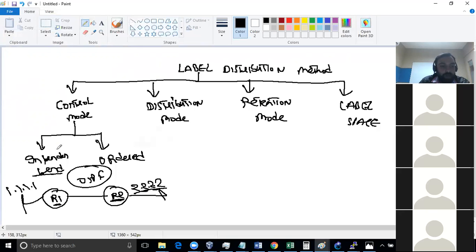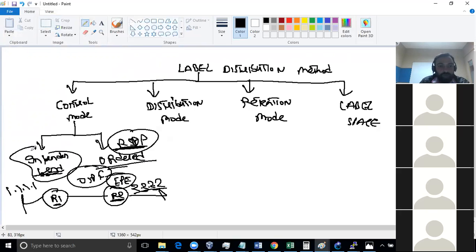This type of implementation is done by all protocols except RSVP. RSVP, Resource Reservation Protocol, uses the ordered approach. That means the label initialization process is always done by the egress provider edge router. So control mode, independent versus ordered. Except RSVP, all use the independent approach.